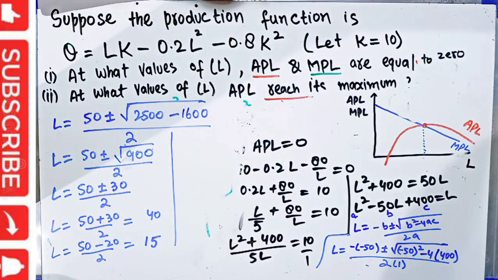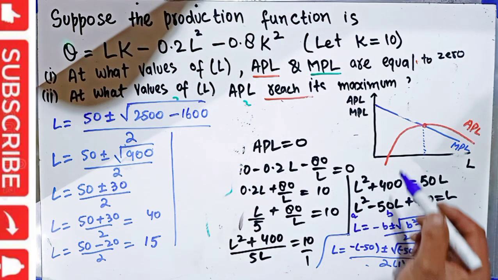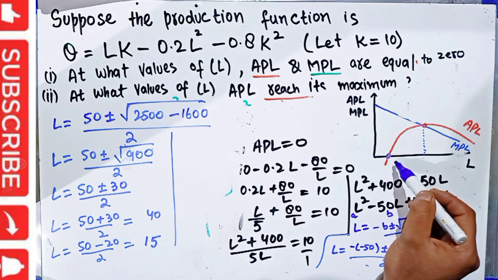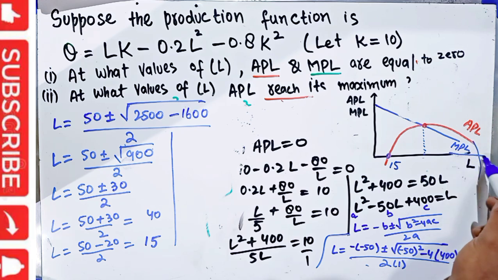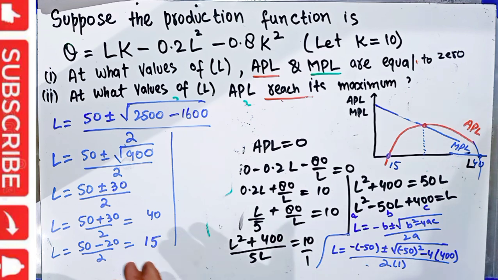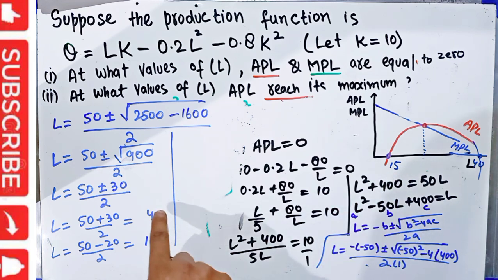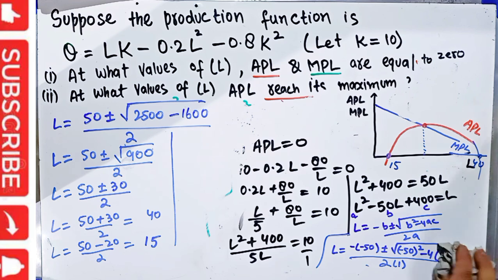So average product of labor is equal to 0 when either L is equal to 15, or it will intersect the graph here also when L is equal to 40. Okay, this is the first part. I'm really sorry if I have done a miscalculation here. So average product of labor is equal to 0 when L is equal to 15 or L is equal to 40.